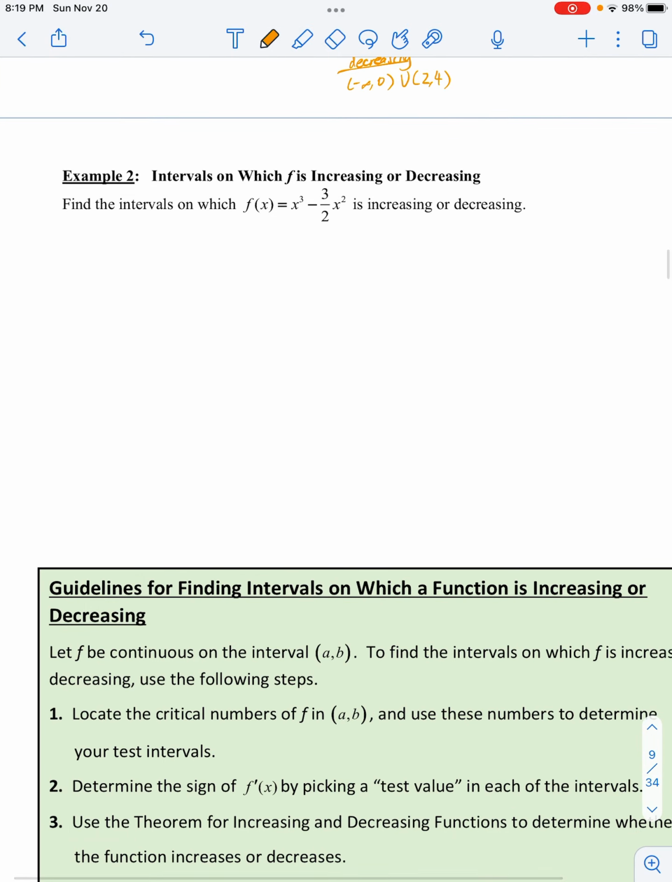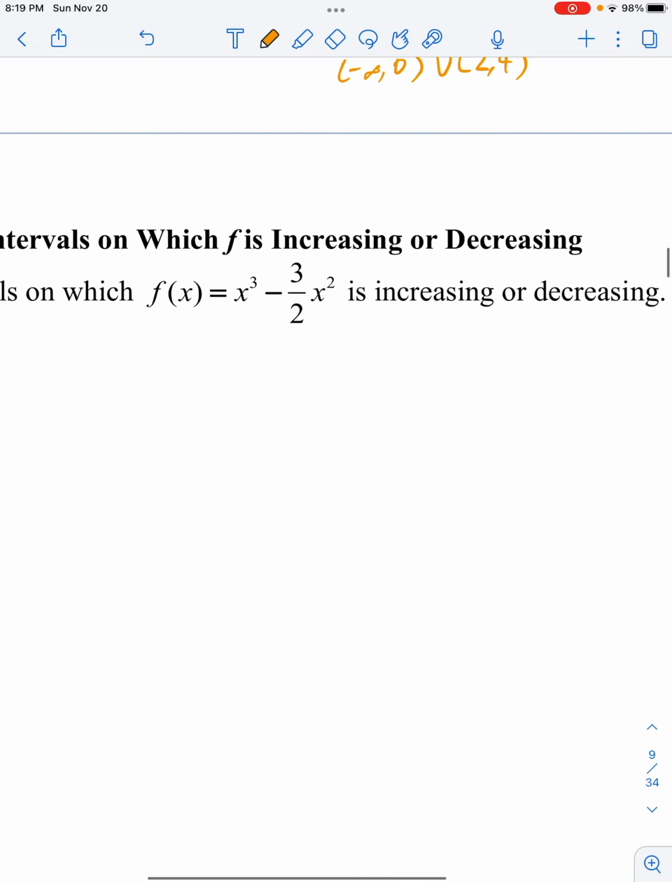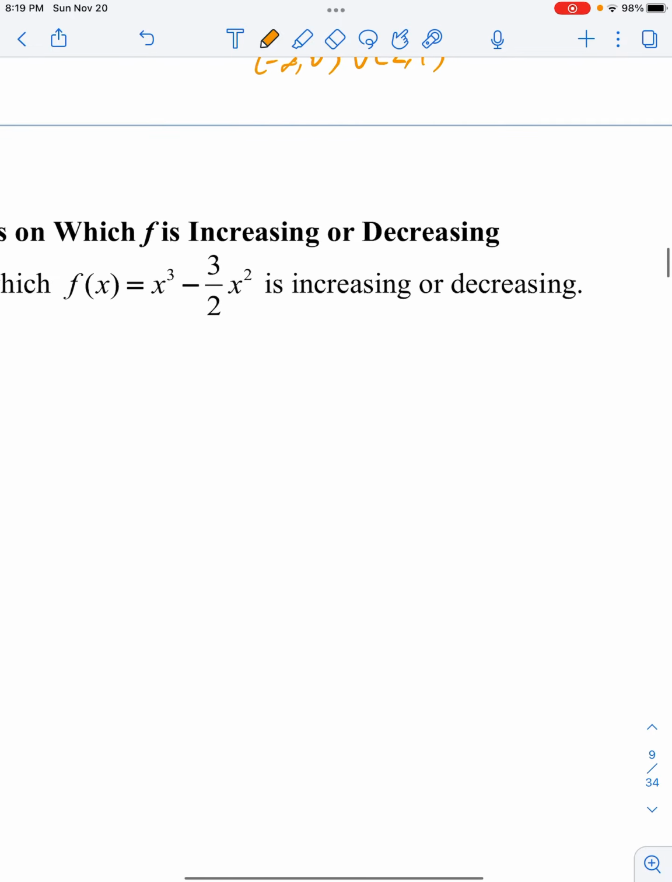Intervals on which f is increasing or decreasing. Find the intervals on which f of x equals x cubed minus 3 halves x squared is increasing or decreasing. Again, look at your notes. f prime of x greater than 0 is where f is increasing. For decreasing, I'll use a different color. It's where f prime of x is less than 0.